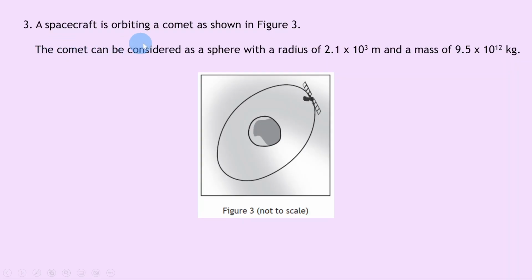Question 3 says a spacecraft is orbiting a comet as shown in figure 3. The comet can be considered as a sphere with a radius of 2.1 times 10 to the 3 meters and a mass of 9.5 times 10 to the 12 kilograms. So there's the comet and there's the spacecraft orbiting.